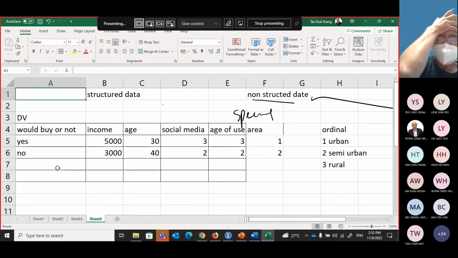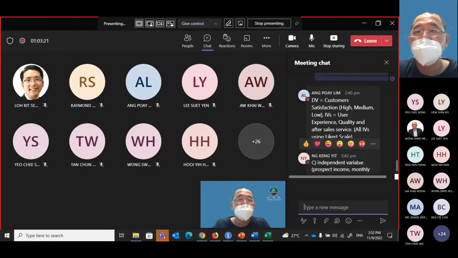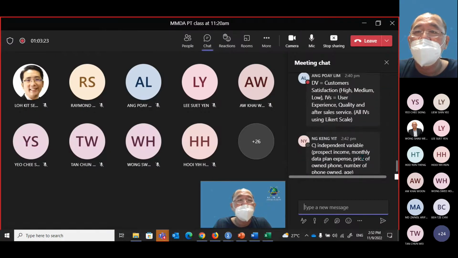In multiple linear regression, yes, you can put in gender. Sorry, the dummy must be 1 and 0. Let's say 1 for female and 0 for male. So must be 1 and 0. Okay, so we see the next question.